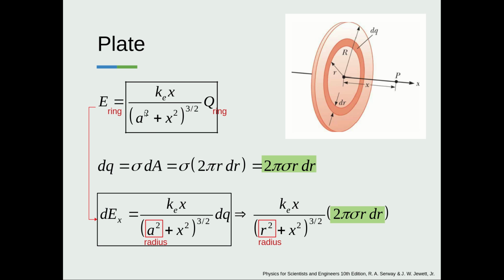And this is what we calculated. This is the electric field from one ring. It depends on the radius of the ring. This is the A. It depends on your distance from your plate.